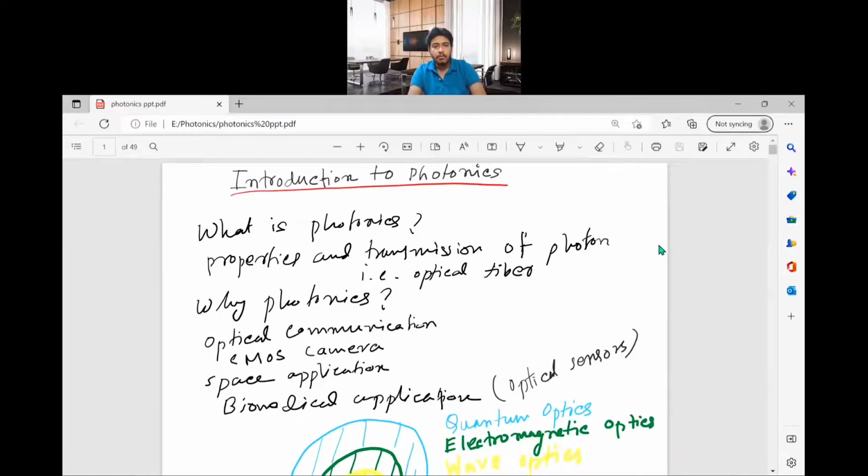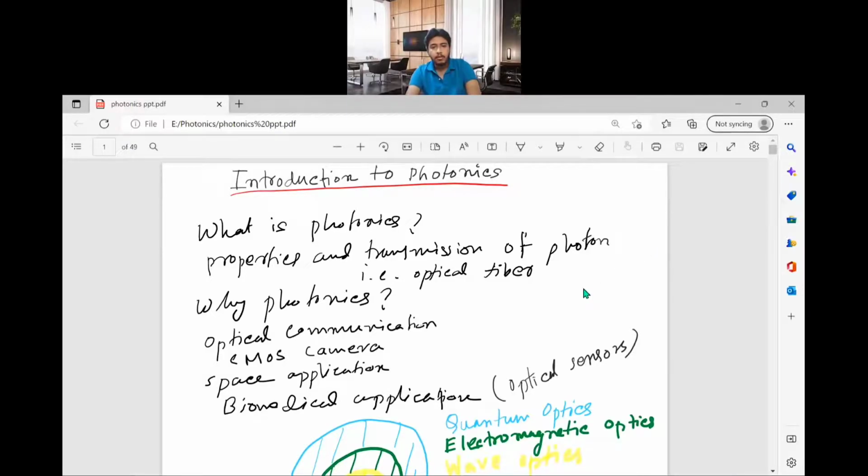First we need to know what photonics is. Photonics basically deals with the properties and transmission of photons, through optical fiber, or it can be the interaction of photons with light and matter also. So we'll learn about photons, photon interaction with matter, and how light can be transferred through optical fiber. That we'll learn in this course, and also the different sources of light and detectors of light.